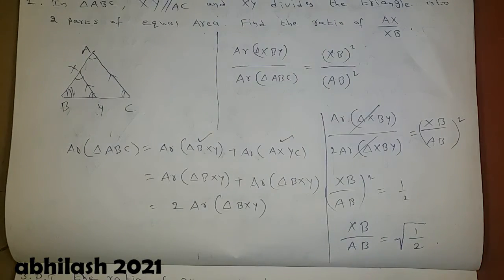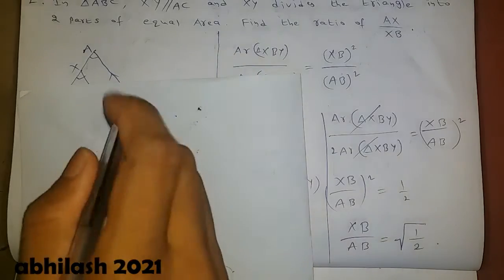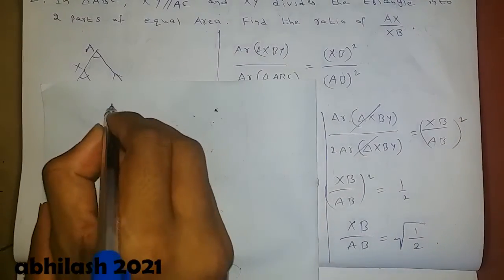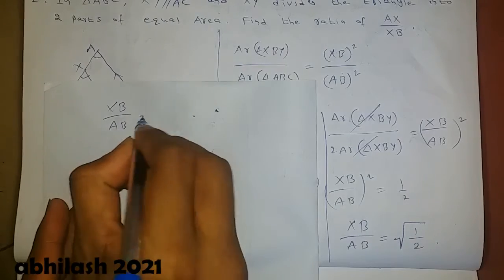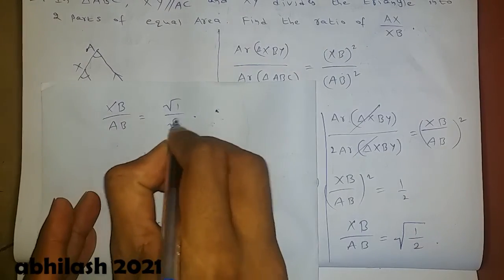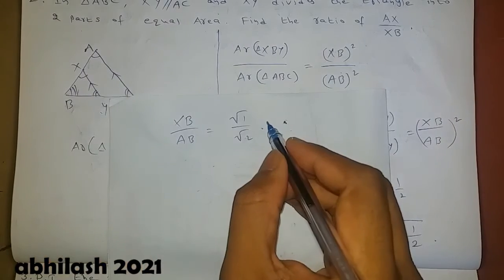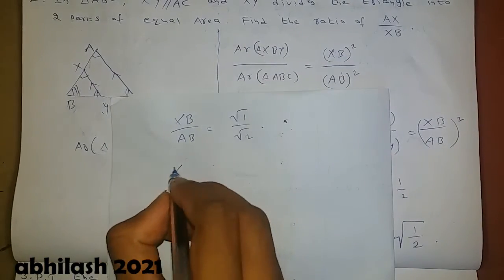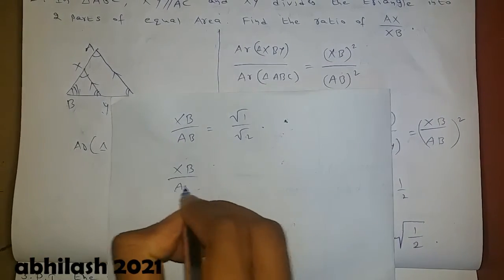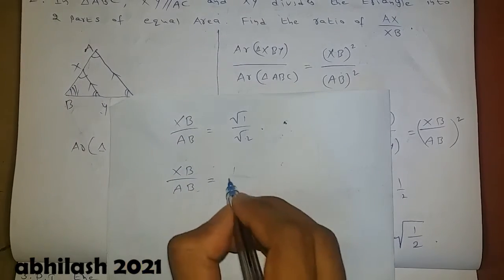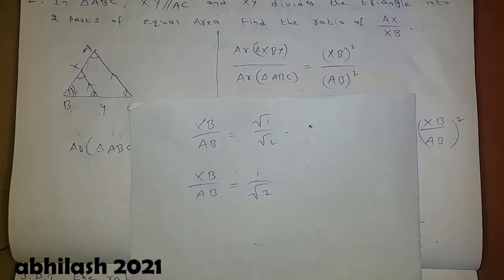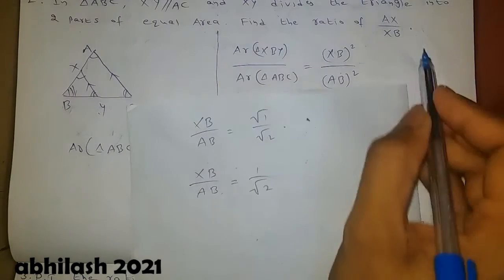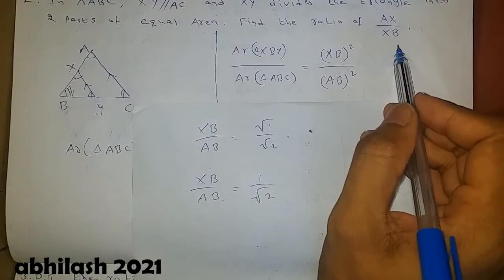So if we separate the RHS now, that is XB by AB is equals to root 1 by root 2. Root 1 is nothing but 1. So XB by AB is equals to 1 by root 2. But we don't want XB by AB. He is asking about AX by XB.